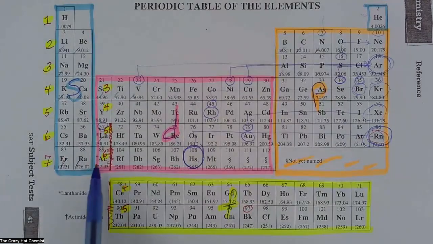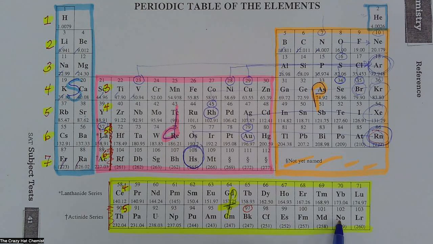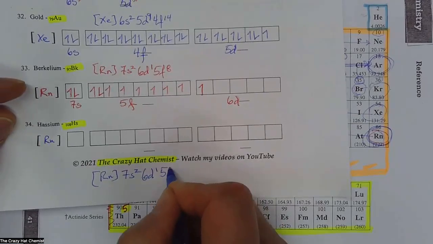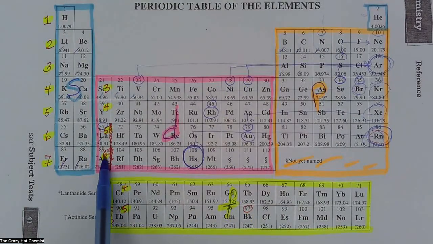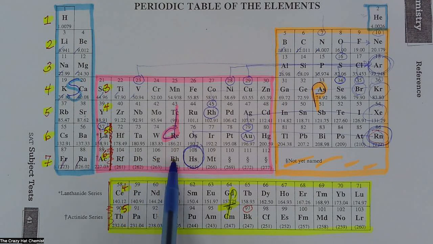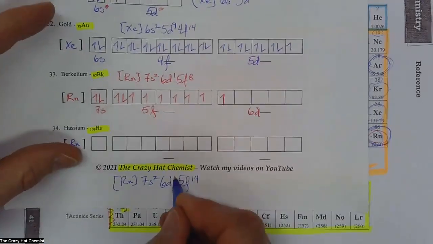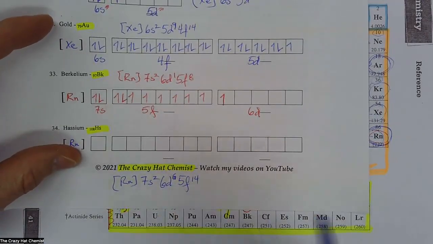6D1. The next element after that 89 is 90, and that's going to be a 5F. 1, 2, 3, 4, 5, 6, 7, 8, 9, 10, 11, 12, 13, 14. So 5F14. And then I've already done 61, 62, 63, 64, 65, 66, 6D6. I'm going to change this 1 to a 6.